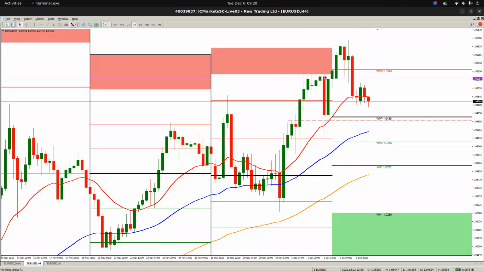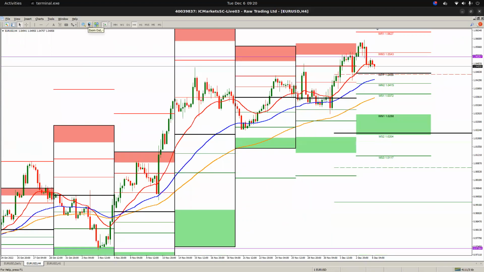Okay. We haven't made a lower high yet, so technically euro dollar is still bullish. But we broke the support over there, so that's a bit strange for me.